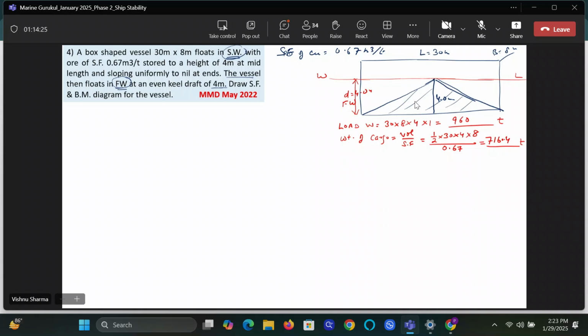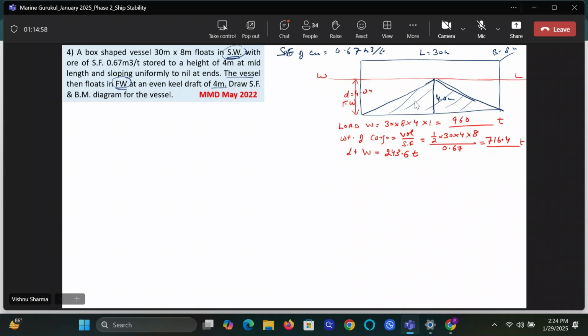Now, what is differentiating the load displacement from the cargo weight? It's the light displacement, right? So if we subtract this, that will give us the light displacement. That will be 243.6 tons, guys, if I'm not mistaken. Yes, sir. Okay.